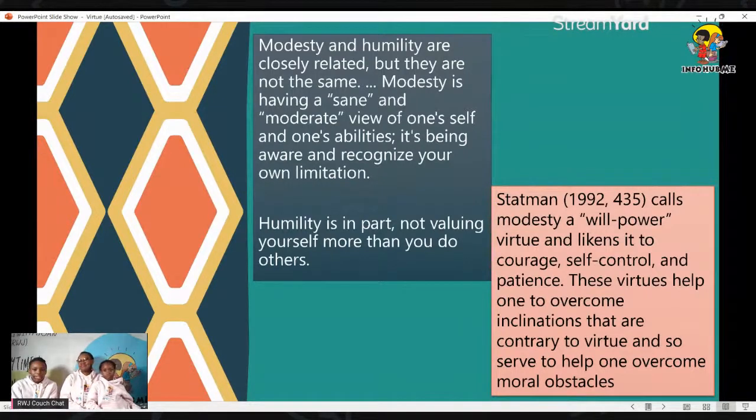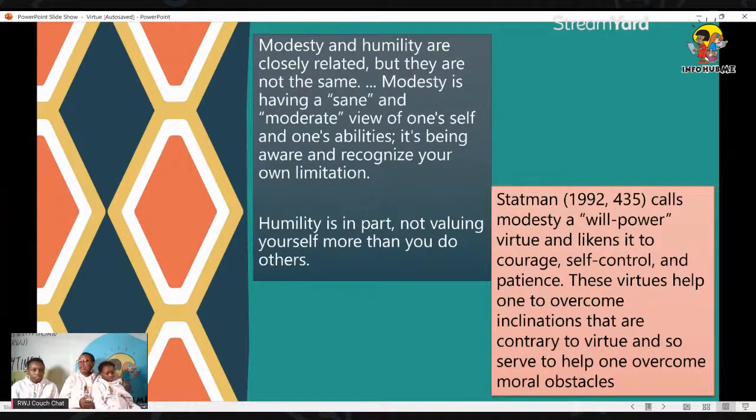Statman calls modesty a willpower virtue and likens it to courage, self-control, and patience. These virtues help one to overcome inclinations, such as high-mindedness, that are contrary to virtue, and so serve to help one overcome moral obstacles. So we're talking about modesty, self-control, courage, patience. These are virtues that help us to overcome looking at ourselves as greater than we are. So they are very important.